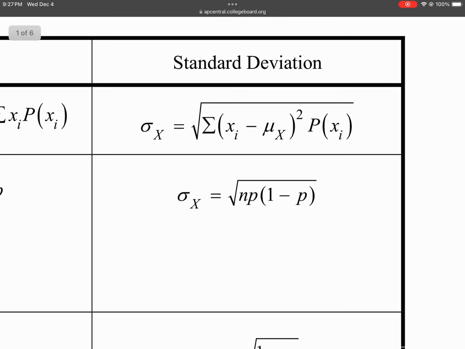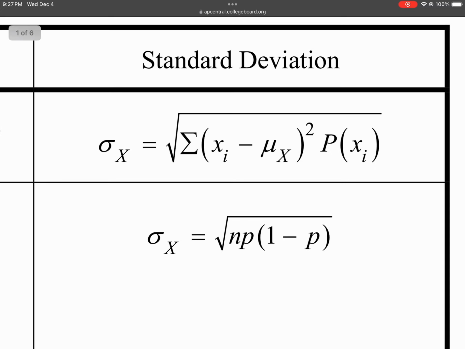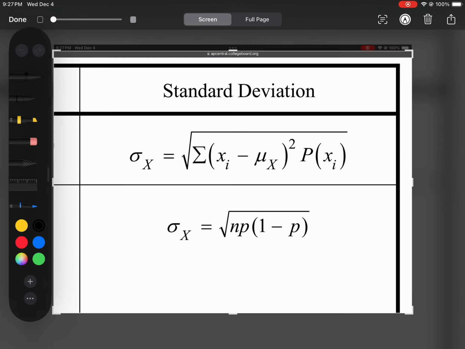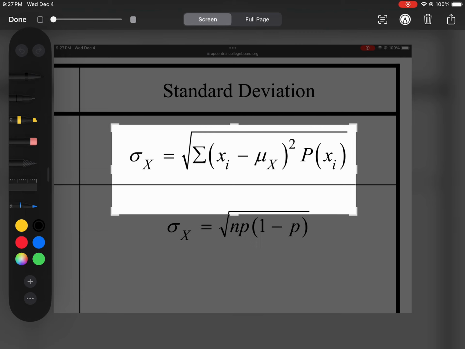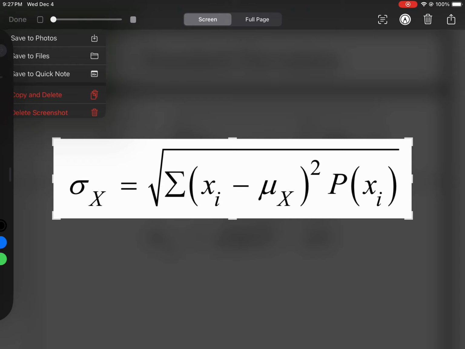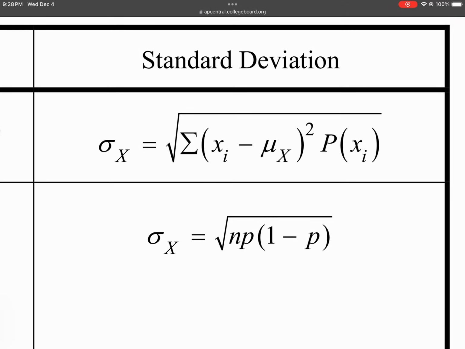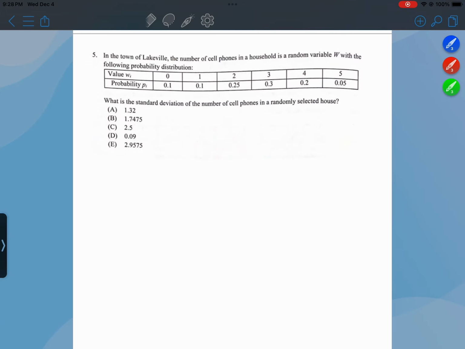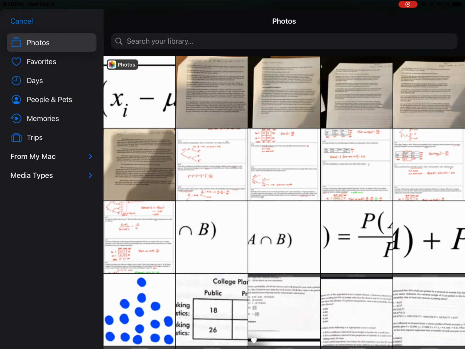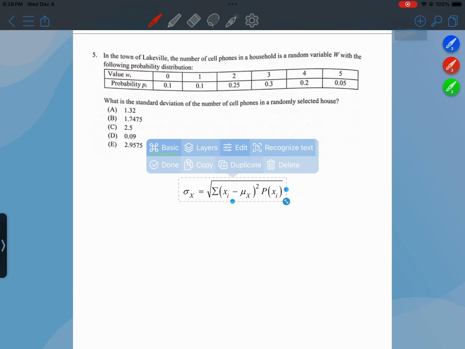Okay. All right, so here's the formula for calculating the standard deviation of a discrete random variable. All right, let's take a screenshot of this and then we'll put it into our notes. Okay, done. Save the photos. And insert. There we go.